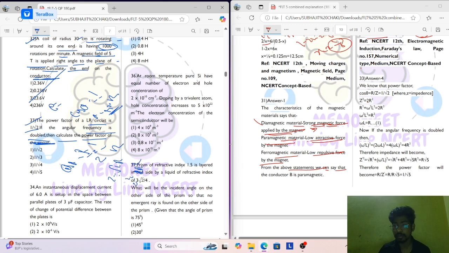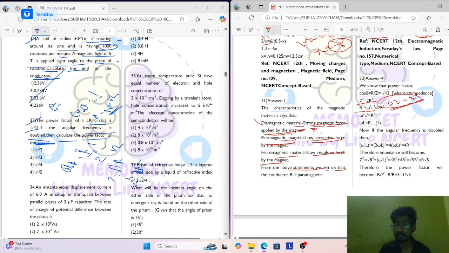Z square will be equal to 2R square, and Z square we know is XL square plus R square. In case of a purely inductive circuit, it will be R square plus omega square L square, right? So from this you can get omega L equals R.